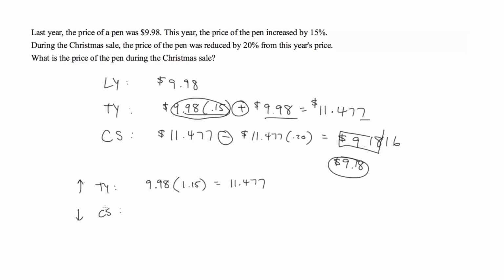Now for a decrease in price, in this case a 20% decrease, we want to think about how much of the original 100% is actually being paid for. If we're at a discount of 20%, it's kind of the same thing as saying we're only paying 80% of the original cost. Again, if you do 11.477 times 0.80, you'll get 9.1816, which is again the same answer.